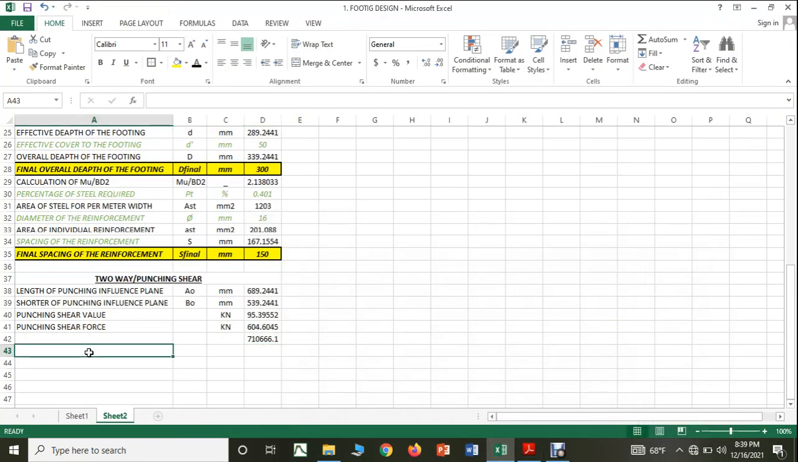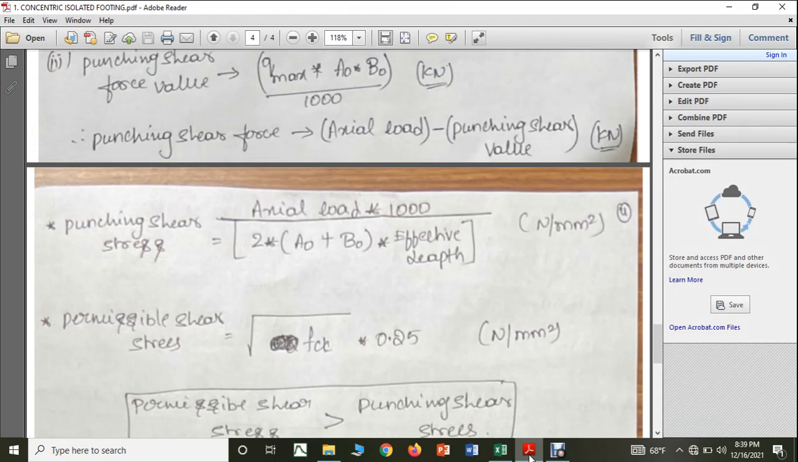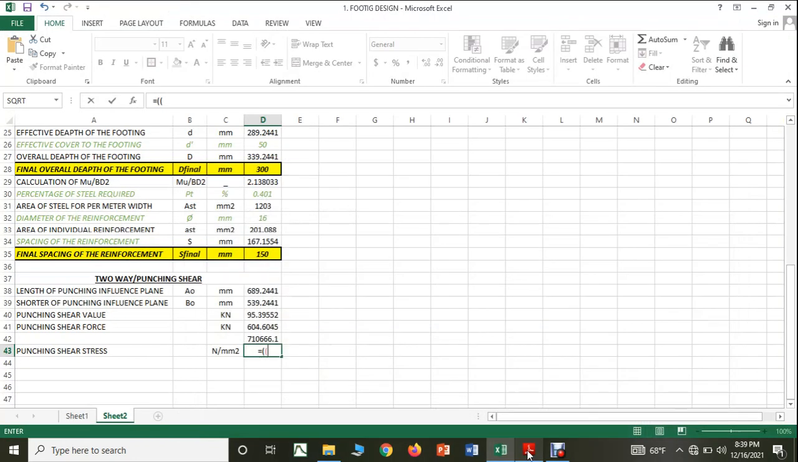Now I will give you the punching shear stress, in Newton per mm square. It is your punching shear force, this one, into 1000 divided by this value. That will give you your punching shear stress, that is 0.850 Newton per mm square.